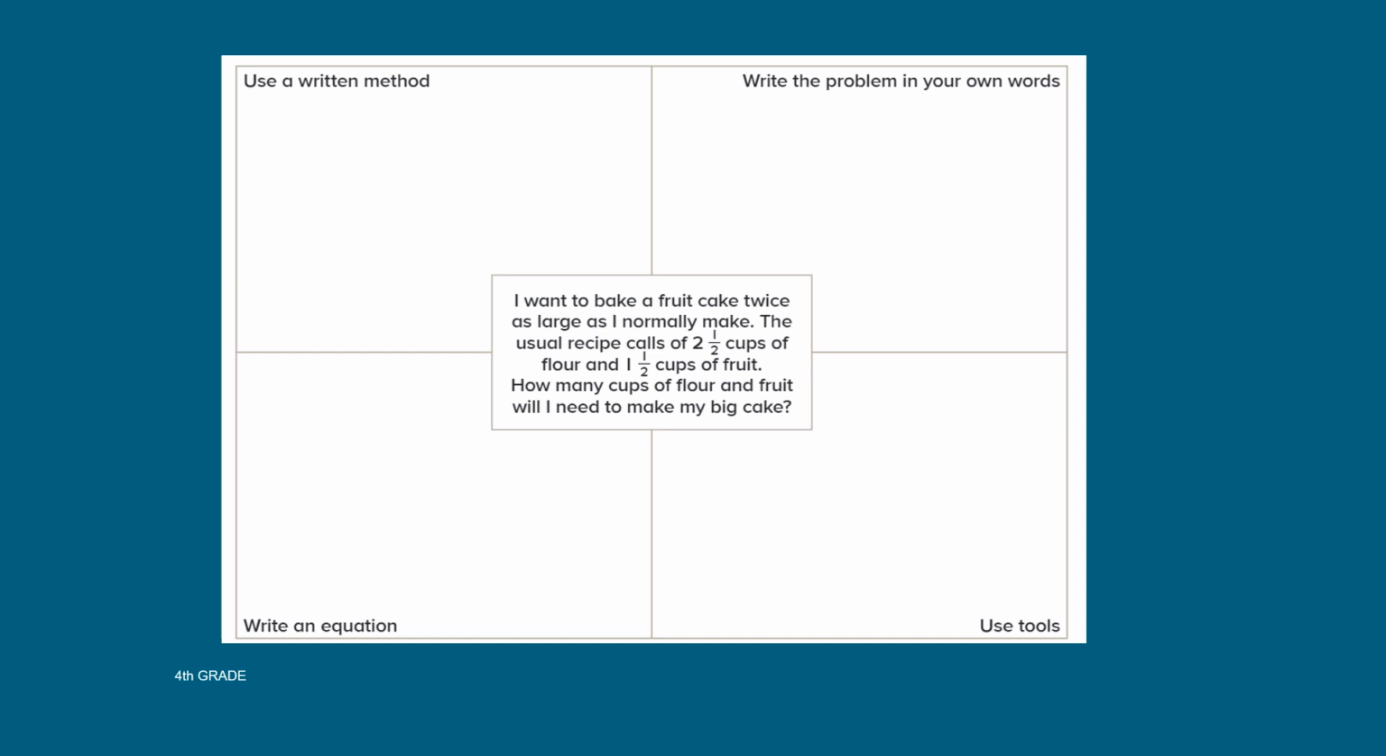Let's think about what we know to solve a problem. I want to bake a fruit cake twice as large as I normally make. The usual recipe calls for 2½ cups of flour and 1½ cups of fruit. How many cups of flour and fruit will I need to make my big cake? Remember that we are doubling the recipe to make a cake that is twice as large as the normal recipe. Write down what you know from the problem.